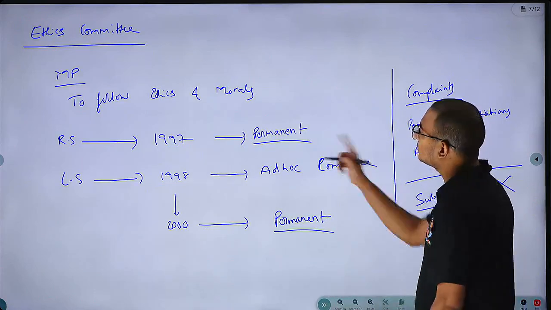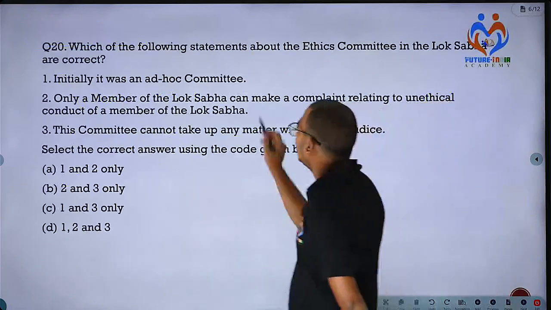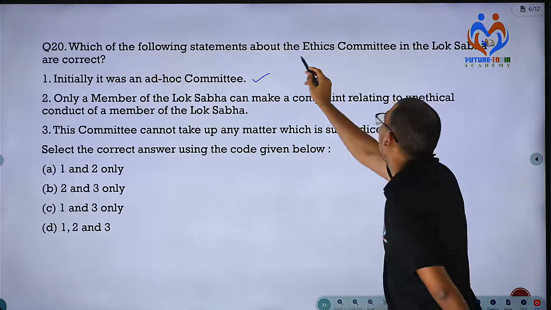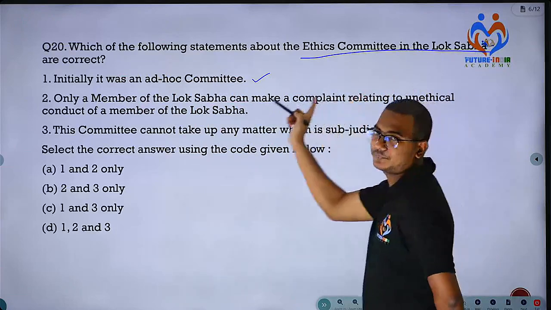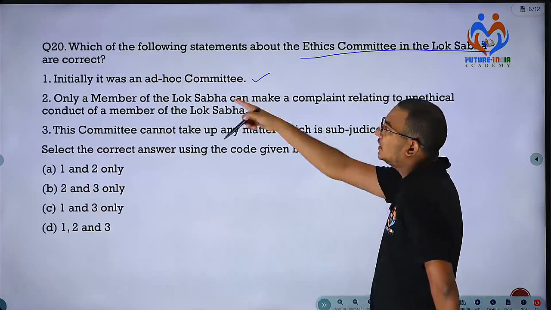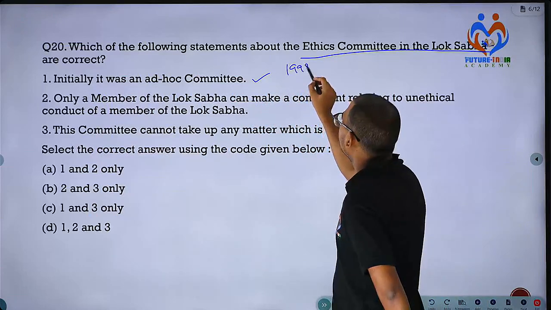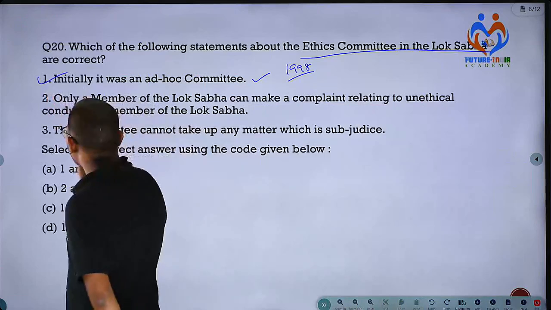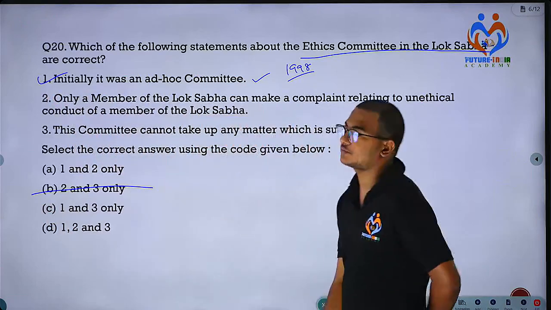Now with this knowledge, solve the question. Initially it was an ad hoc committee. Here the question is which of the following statements about the ethics committee in Lok Sabha are correct. Not about Rajya Sabha, okay? About the Lok Sabha. Initially, in 1998, it was formed as an ad hoc committee in Lok Sabha. So this statement is correct. So remove all the options which don't have option 1.